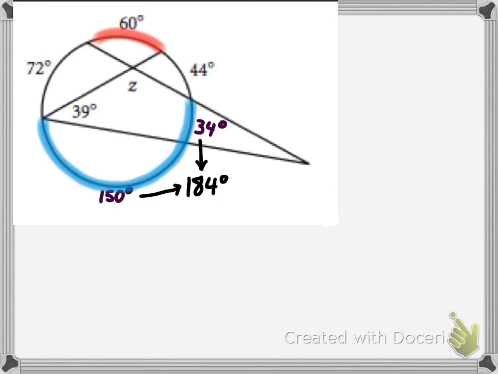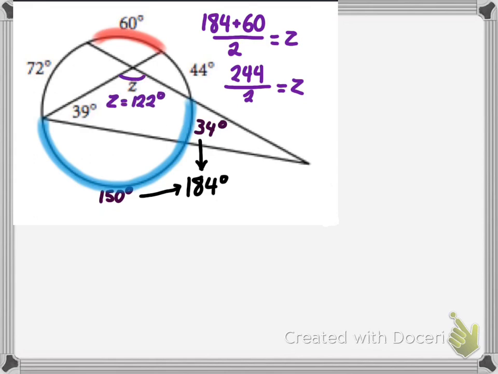So now I can use that to figure out the average or the middle. Remember, it's kind of like being on the number line. If I'm starting at 60, where's the middle point in between 60 and 184? That's what I'm looking for. So 184 plus 60 divided by 2, that's 244 divided by 2. So angle Z is 122.